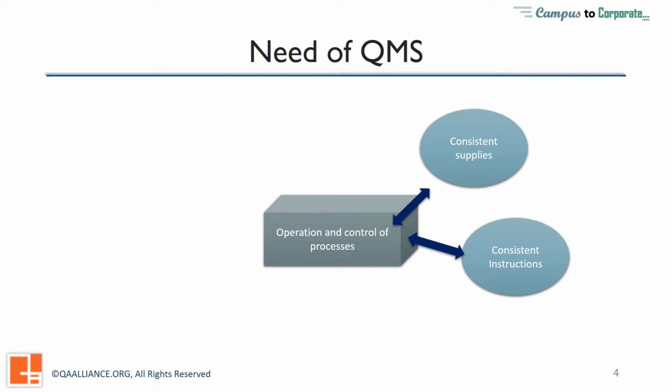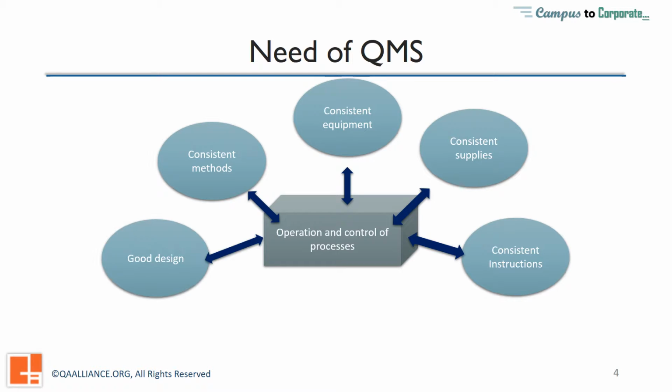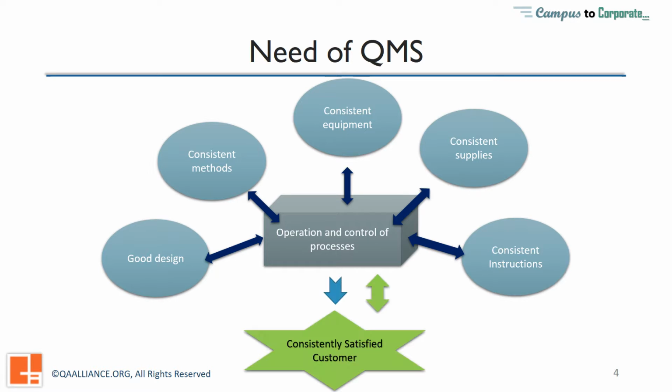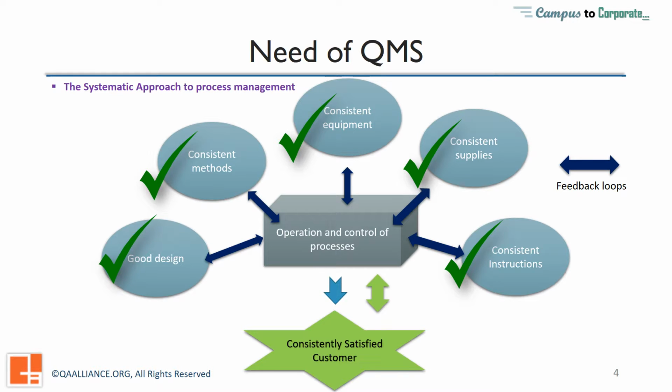To get consistency in the outputs, your favorite restaurant chain has put down in writing the instructions to be followed. Their supplies are consistently the same every time. Remember the principle of mutual beneficial relationship with the supplier. The equipment they use is the same at every outlet. Methods and processes are consistent and designed meticulously. This helps them in controlling and improving the processes and execution. And so here they are with their best-in-class service and food that is awesome every time you go. Also, note here, the feedback loops are very important for continual improvement. This whole set of activities is called the systematic approach to process management.